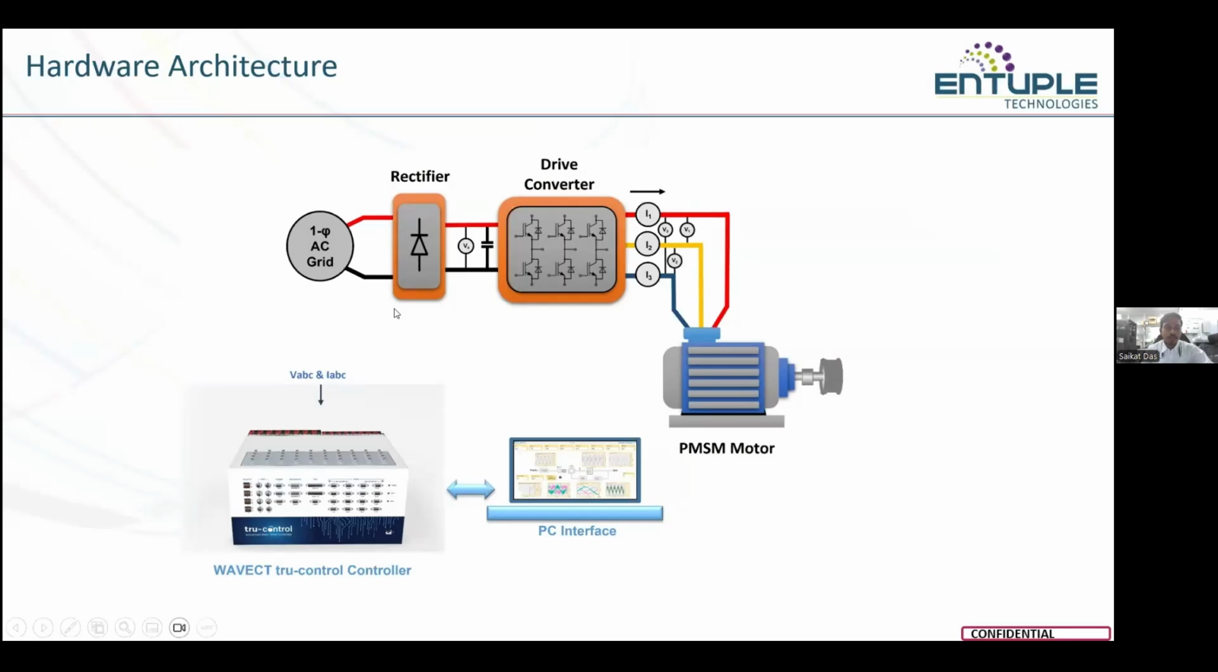So here for the DC bus, we are using the AC grid and the rectifier module to maintain the DC bus voltage. And from the DC bus, we are measuring the DC bus voltage and the voltage at the motor terminals. And we are using a standard IGBT based converter to run the motors.